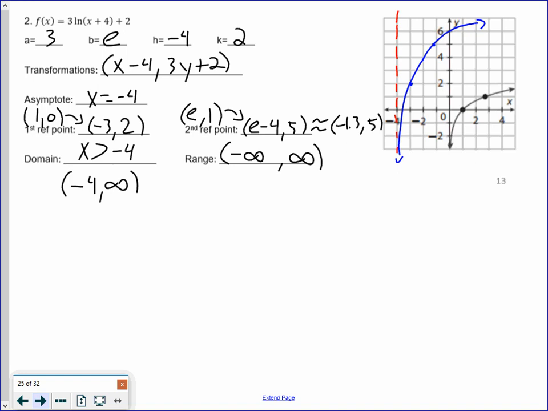Our domain is always x is greater than h. So in this case, x is greater than -4. In interval notation, you'll see it like this, -4 to infinity. And our range is all real numbers, so from -infinity to positive infinity. And your graph of the function should have looked a little bit like what I have on the graph over there. It should look something like that.